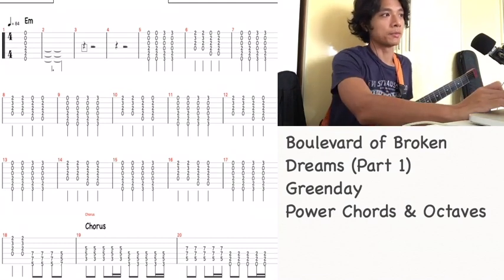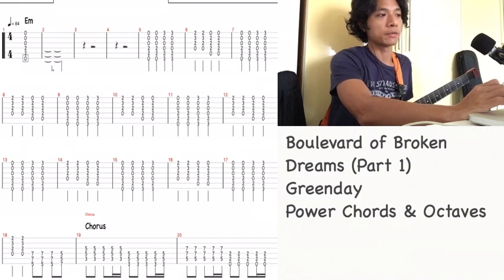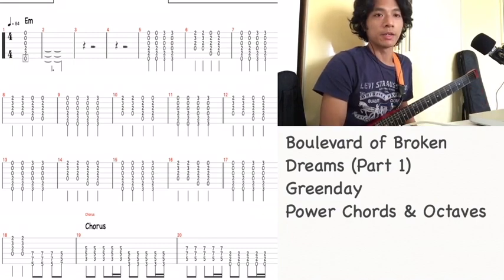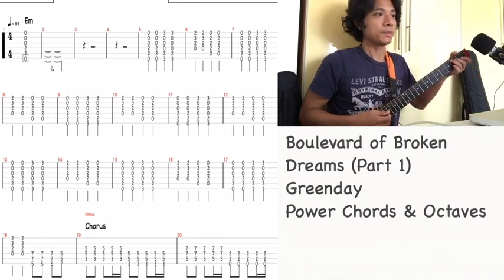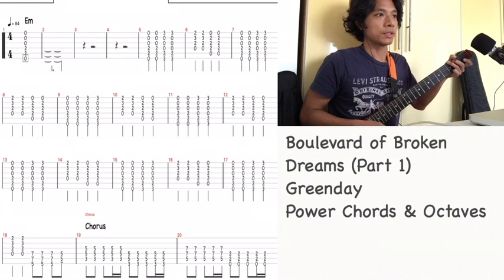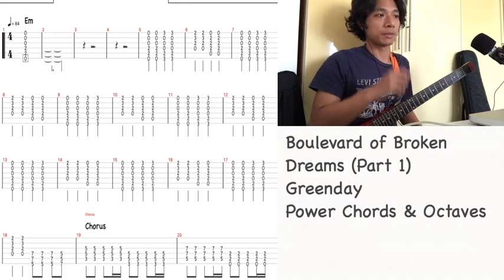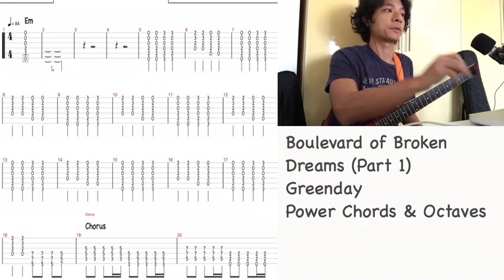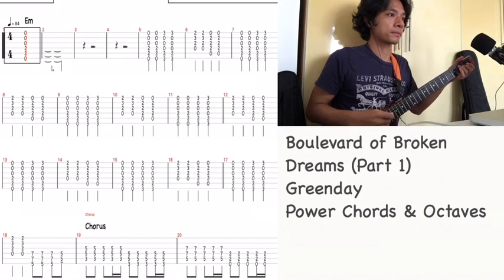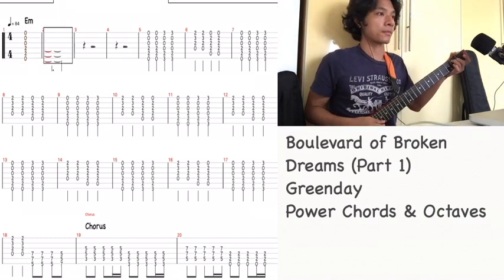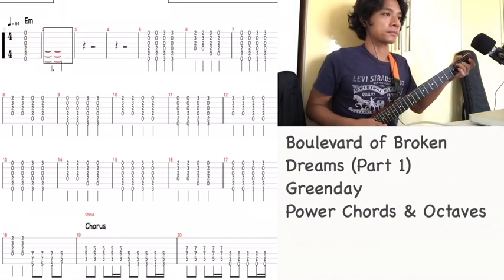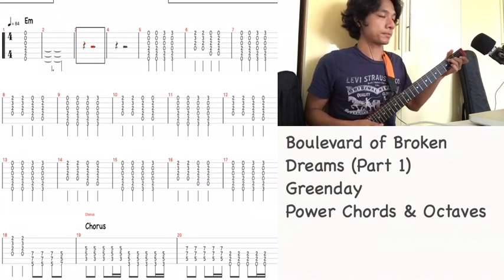Before we start, I'm just going to play through the verse and the chorus part of the song. For the verse part of the song, we're going to use just basic chords that we all know: E, G, D, and A. And for the chorus, we're going to use power chords. You're going to just see what the power chords are as I'm playing the song. So let's listen. I'm going to start with an E.